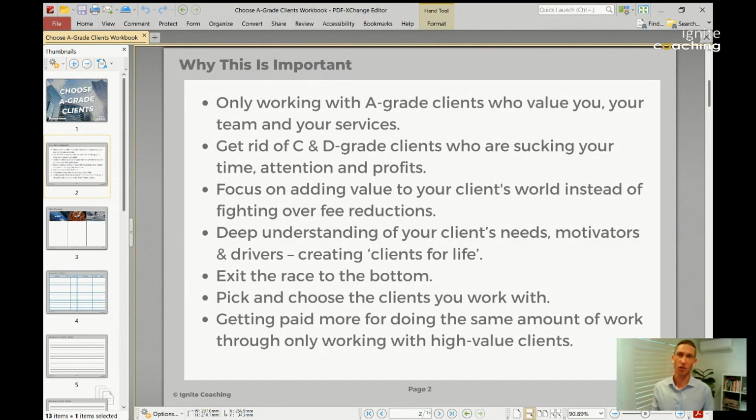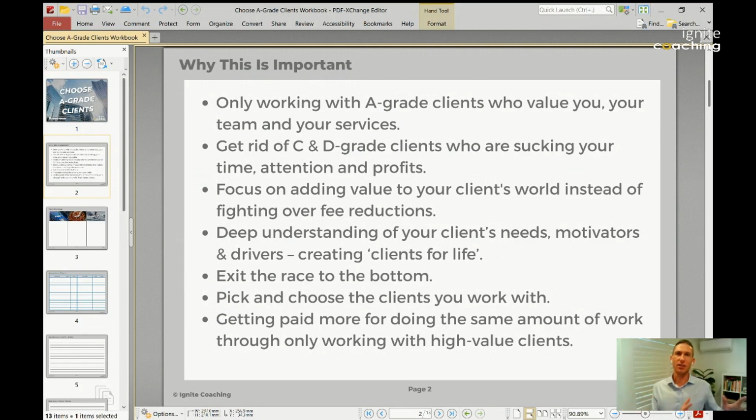That actually value the services that you provide to them. And so it's about being quite selective at the moment. And conversely, it's about getting rid of those C and D grade clients who are sucking your time, sucking your attention, sucking the profits of the business. Like I said, when you go through harder economic times, you tend to have to take any work that you can get. But at the moment, there is so much work on, and I think we have an amazing opportunity to really be picking and choosing the clients that we're working with and for.